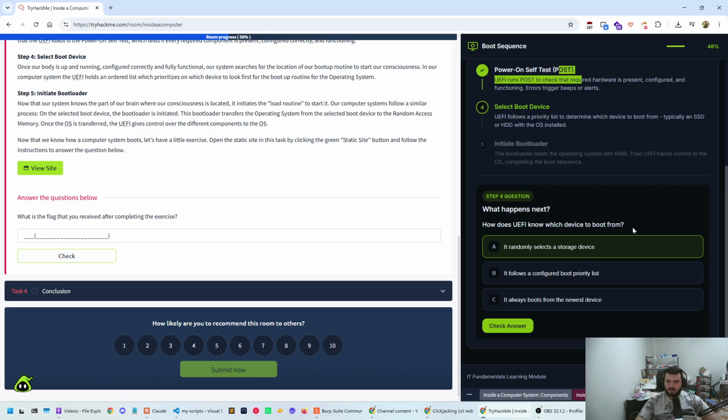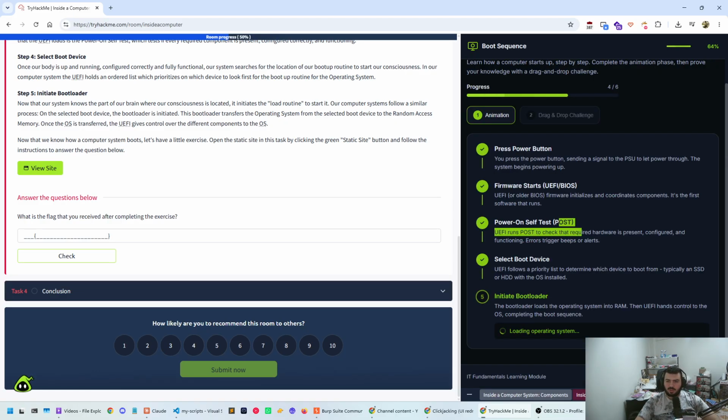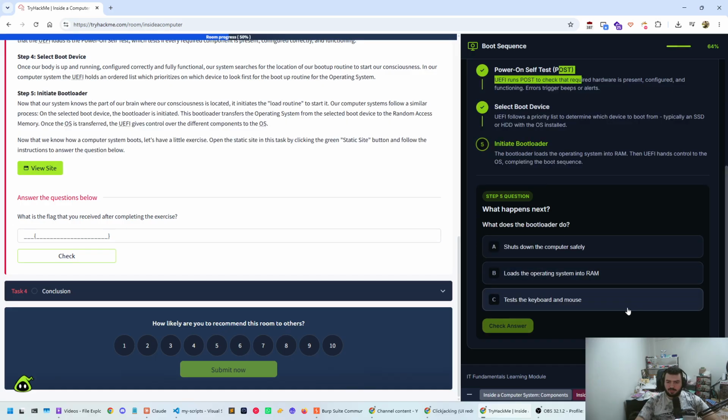How does UEFI know which device to boot from? It randomly selects a storage. No. Configured boot priority list. Yes. Always boots from the newest device. No, that is incorrect. It follows a configured boot priority list, which is the boot order that we talked about. And then it initiates the bootloader.